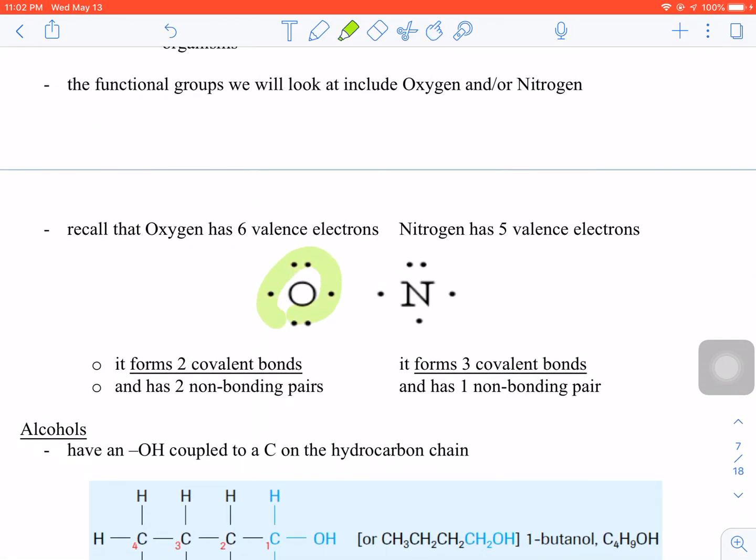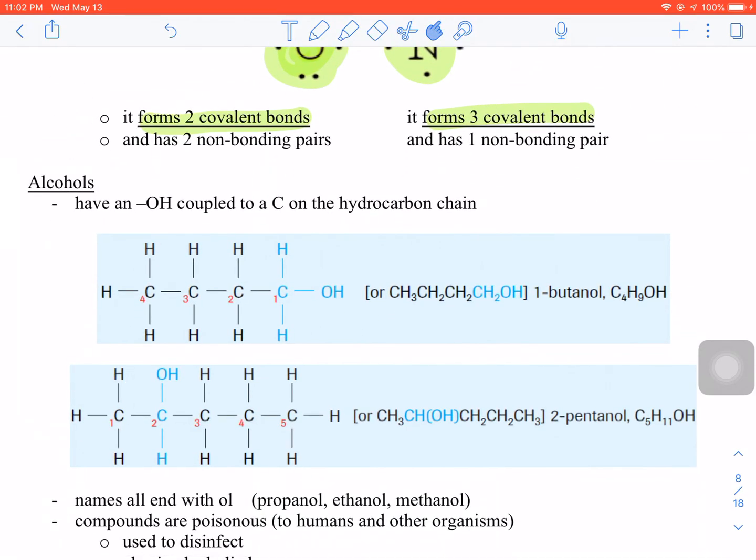Here's our oxygen here with its 6 valence electrons, and nitrogen with its 5 valence electrons, right? So nitrogen wants to form 3 bonds, and oxygen will always form 2 bonds, just like carbon always forms 4 bonds. And then in the note that I've created, you can see alcohols here have got the hydrocarbon chain.